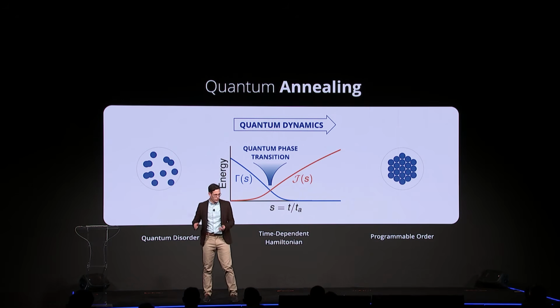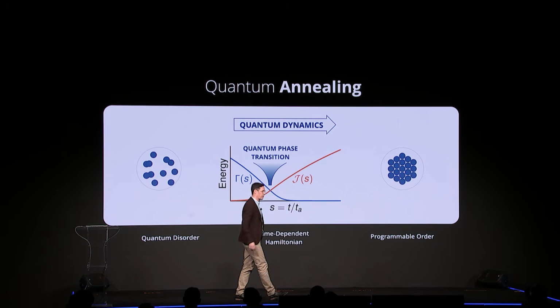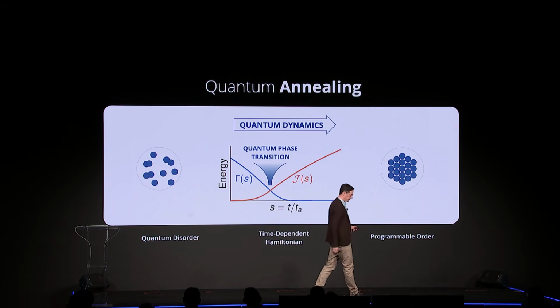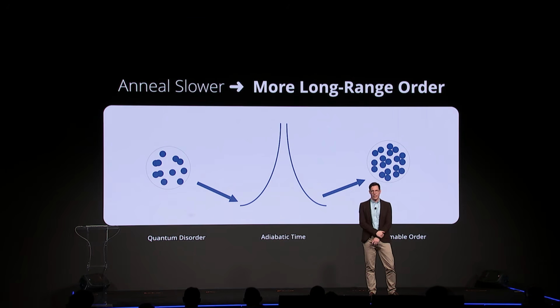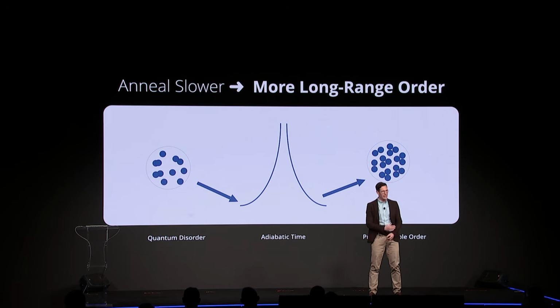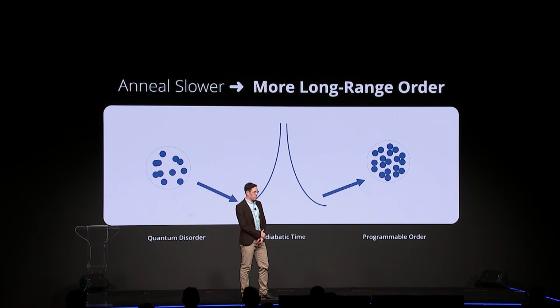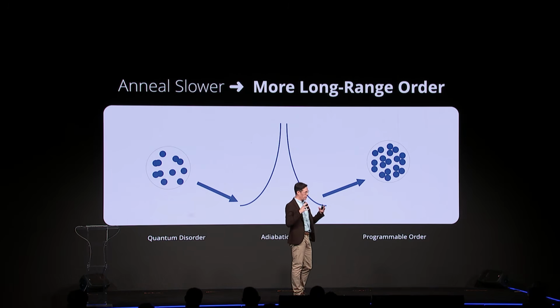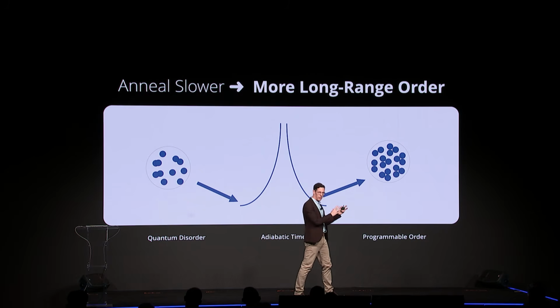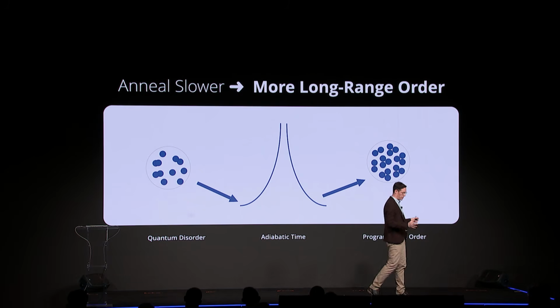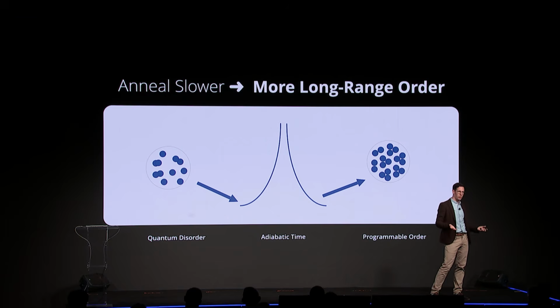If you go slowly enough and you remain in the ground state the entire time, this is called adiabatic quantum computation. Now, as you get close to the quantum phase transition, the adiabatic time, so how slowly do you have to go to remain in the ground state without exciting, it gets longer and longer. It blows up, it diverges. So if you go quickly, you fall out of adiabaticity early, and you end up at the end of the process with short correlation length. So not much correlation length. You get poor solution qualities for optimization problems.